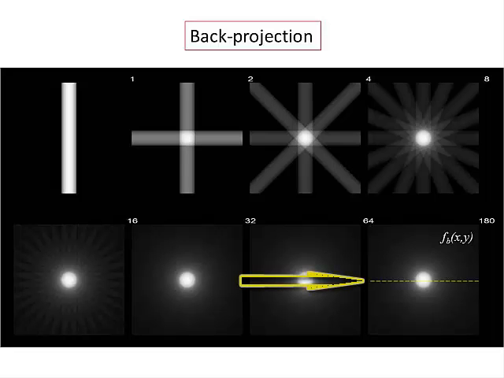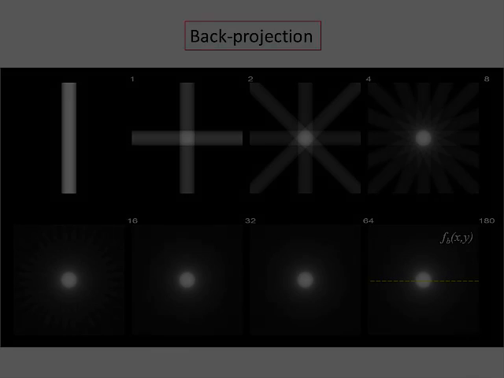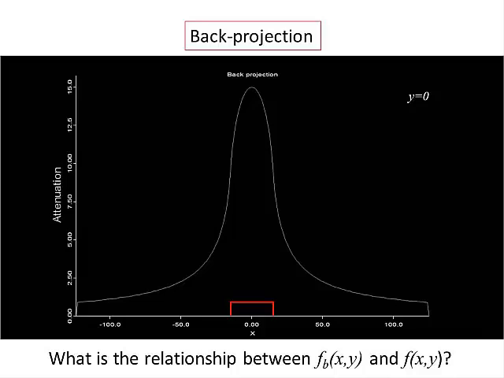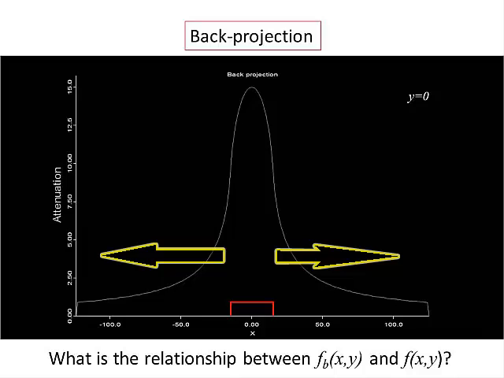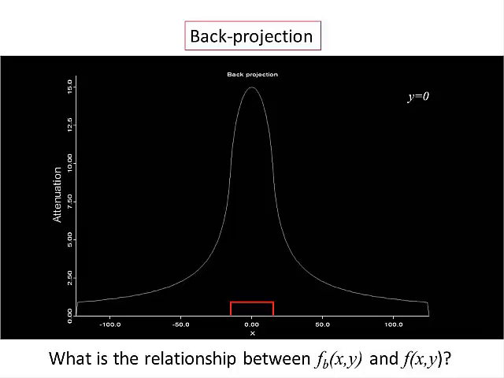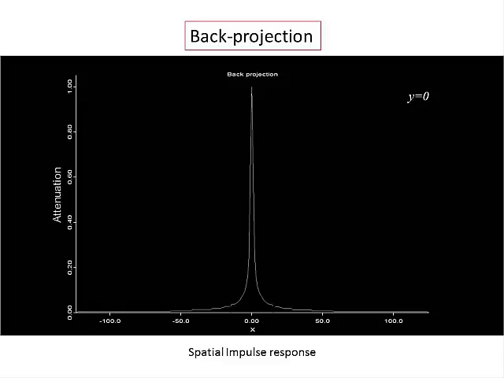If we take a section through the reconstruction shown by the yellow line, we can see the computed attenuation profile. What has happened is that the attenuation inside the object has been amplified and it has been spread out outside its original confines, so creating a blurred image. The question we have to answer is what is the relationship between the true image f(x,y) and the back-projected image f sub b of x and y. We can start by looking at what happens to the image of a single pixel. This is a very important function known as the spatial impulse response.